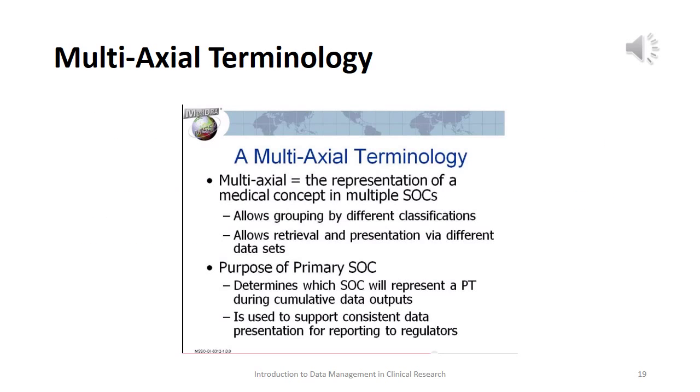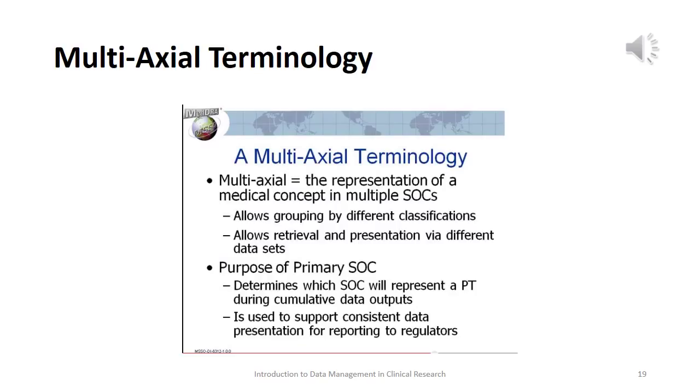Our dictionary is also going to use something called multi-axial terminology. What this means is that the representation of a medical concept is within multiple system organ classifications. So what it allows us to do is group by different classifications. It also allows retrieval and presentation via different data sets.